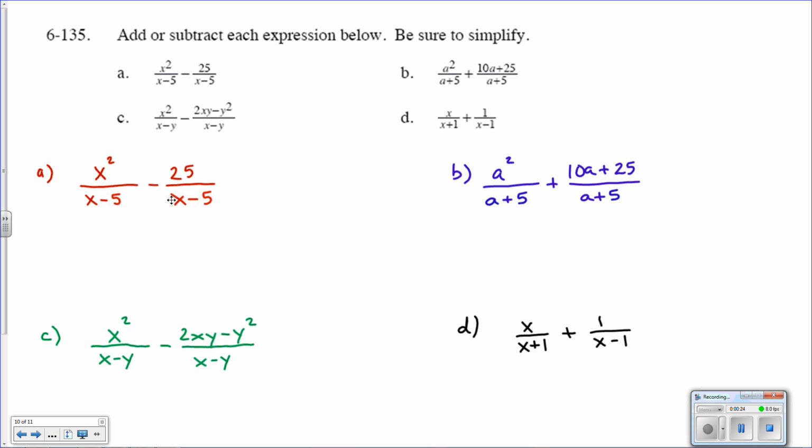These ones already have the same denominator, so they have a common denominator. So we can take this and rewrite it as one fraction over the same denominator. So we're going to take away 25 from x squared. So we have x squared minus 25 over x minus 5.